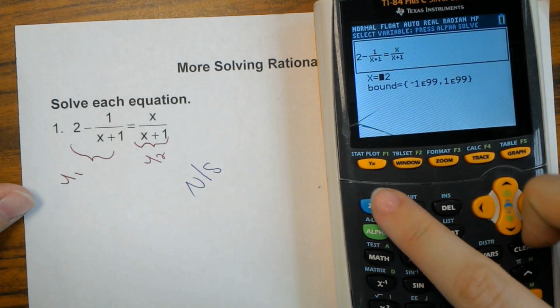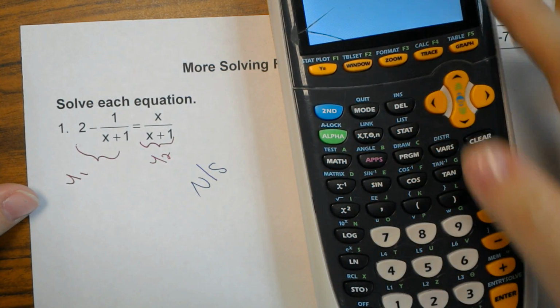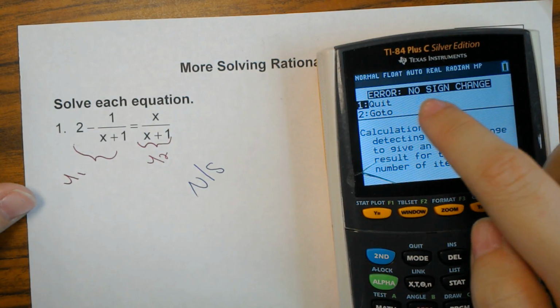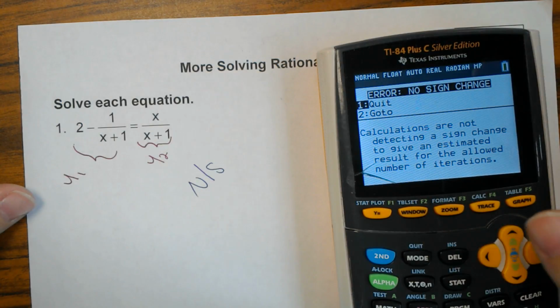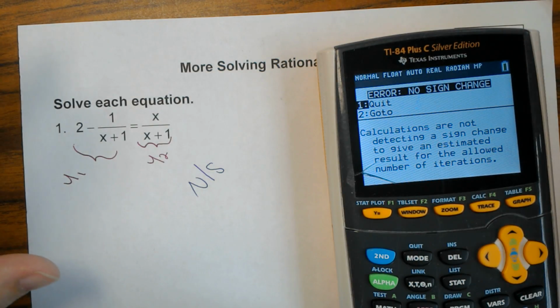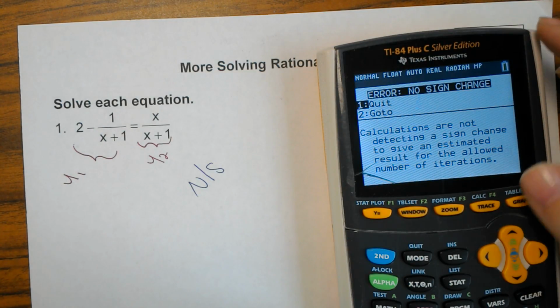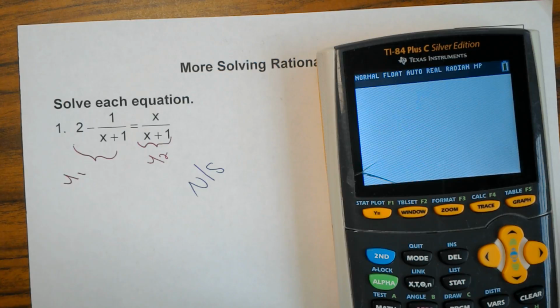So from here, you're going to press alpha, enter, and it's solving it. And so it says error, no sign change, meaning that there was no solution. Like one equation never crossed the other. So there's no cross, there's no intersection, there's no solution. So I'm going to try another one.